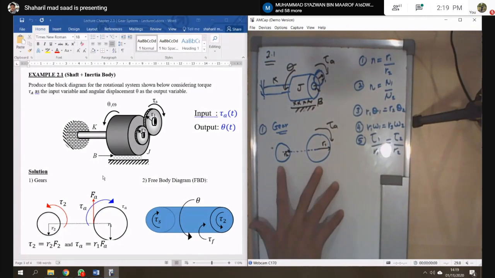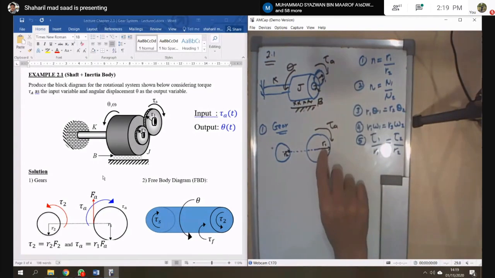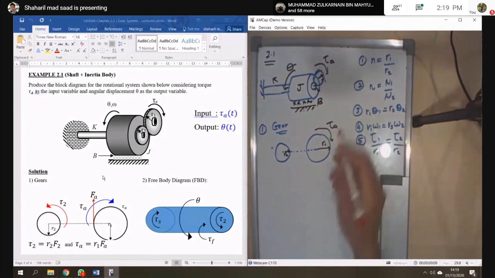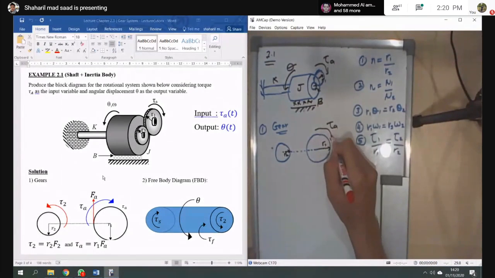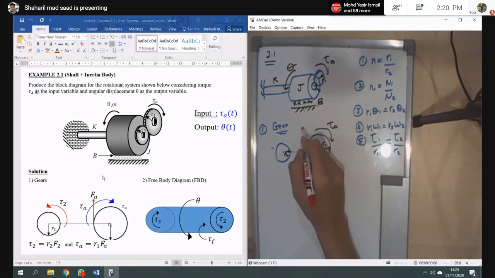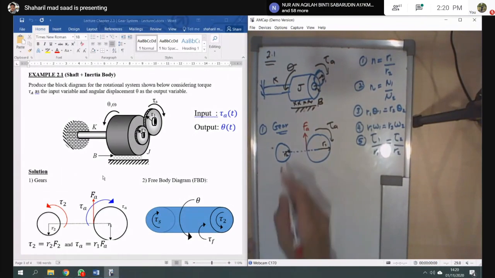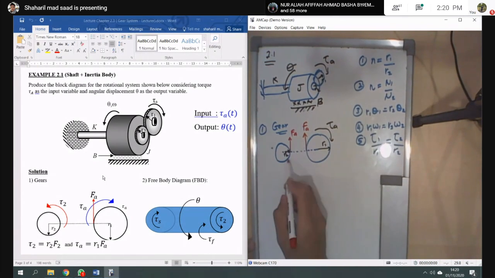All right. So let's solve for the gear first. The information that you have is TA, R1, and R2. What we can get from here is, when you have a TA here, that means you will have some force, FA, that reacts to this gear. And this is also the same force that we apply to this gear, right?